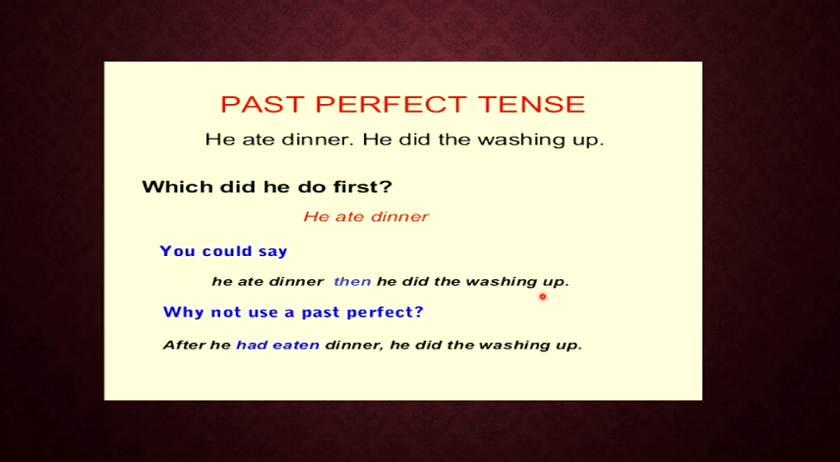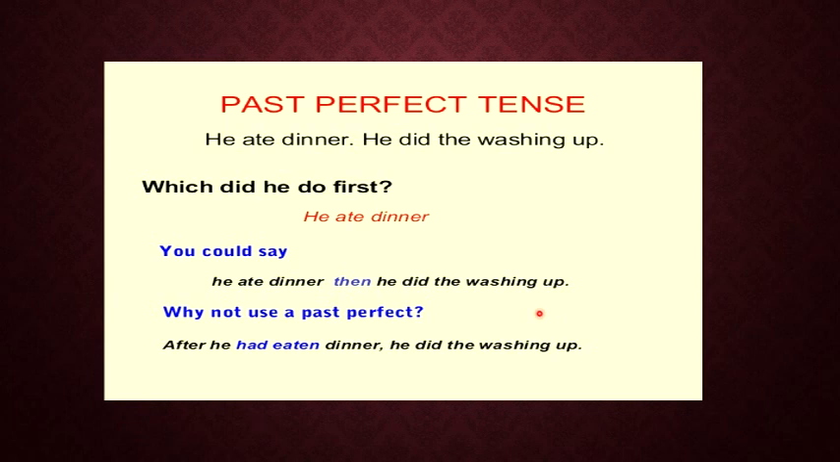I think this is very clear to you, right? He ate dinner, then means after that, he did the washing up. So there are two things. Now dear children, why not use a past perfect? Past perfect tense is used like this: after he had eaten dinner, he did the washing up. Is that clear? Instead of writing he ate dinner, we can also write after he had eaten dinner, he did the washing up. So what does that mean?